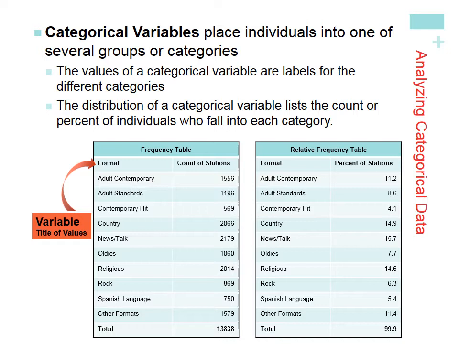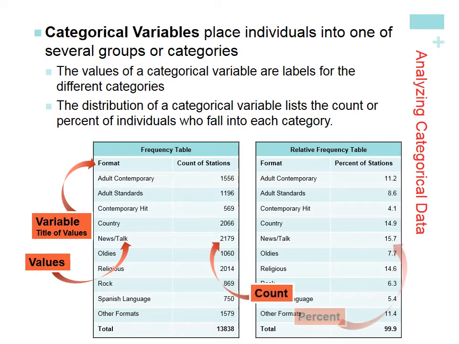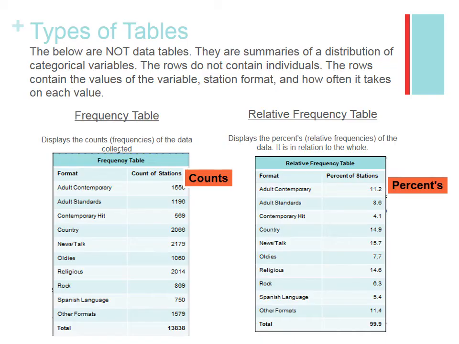So what is the variable? The variable is the title of the values, the format in this specific case. Think about your bins: you'd have each bin labeled adult contemporary, adult standard, contemporary hit, country, etc. The values, remember, are the labels on the bins. So the variable is the format, and each of the values are going to be your bin labels. The frequency table tells us the count within each bin, whereas the relative frequency table shows the percent. This percent does not quite add up to 100. It adds up to 99.9.